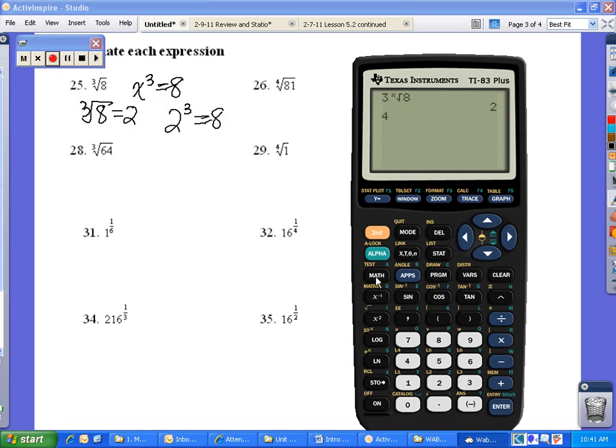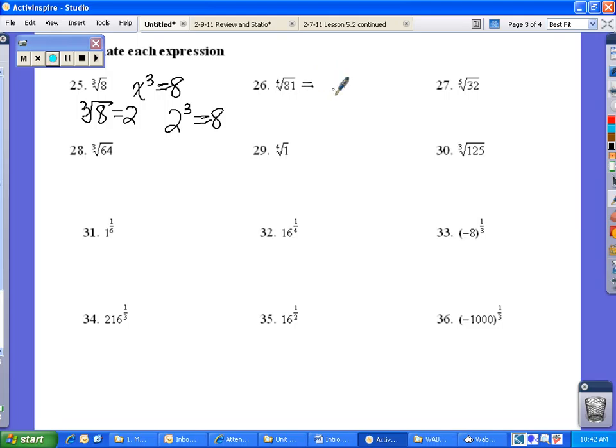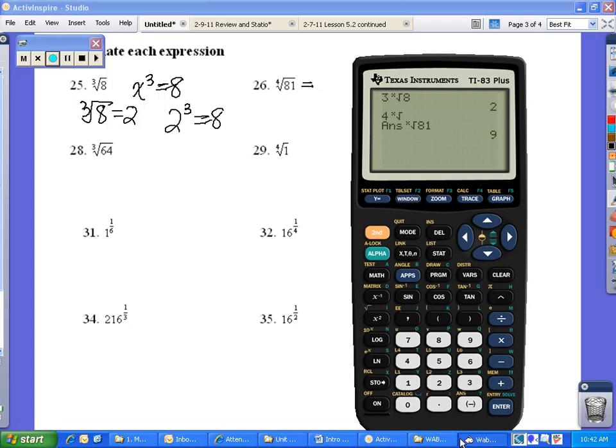So you do 4 math function 5 and then 81. Oops. 4 math 5 81. And that's 9. Hold on. Is that right? Oh, it took my answer. Let me try that again. That is not 9. 4 math 81. Okay, my calculator's not working too good for me right now. 4 math function 5 81. Enter. And that's 3.